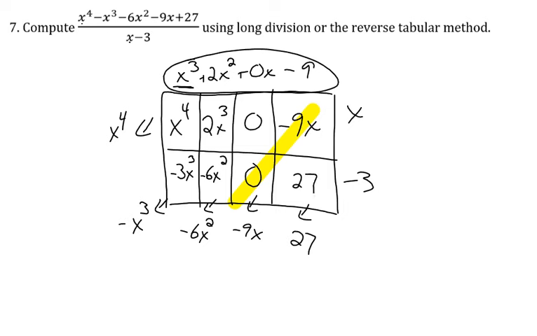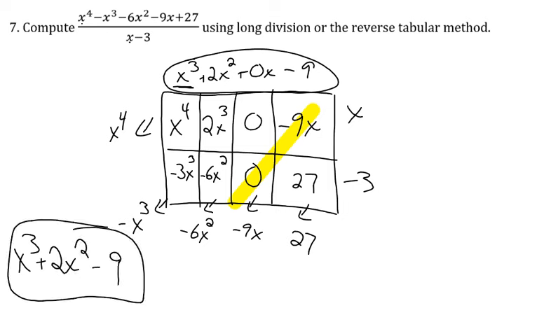So the quotient is x cubed plus 2x squared minus 9. Okay, the tricky part came in with that 0 there. That 0, the coefficient of x is 0.